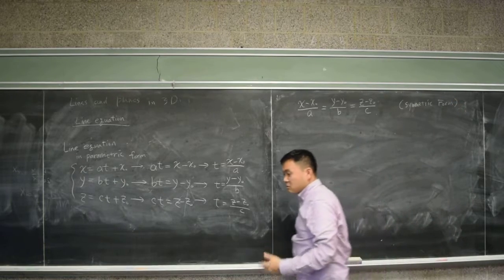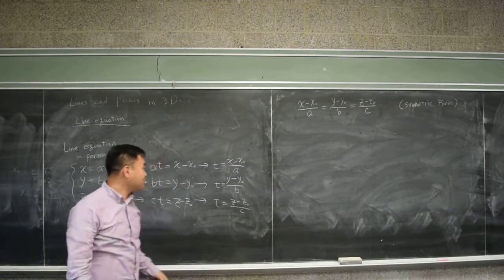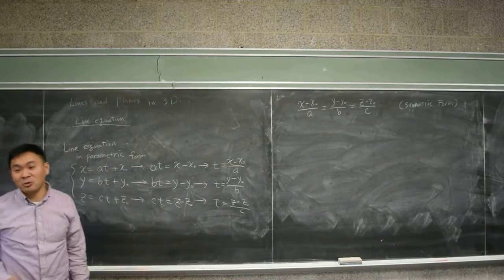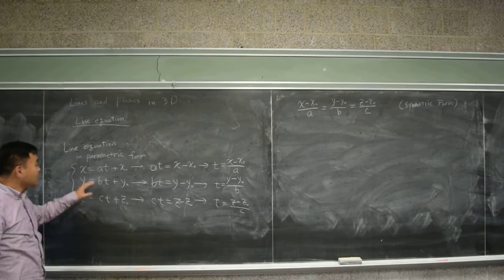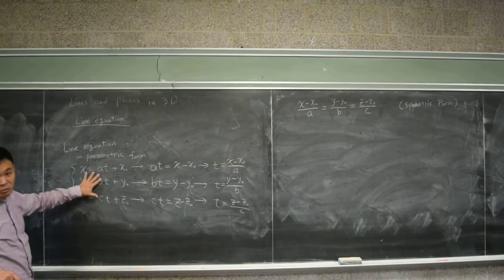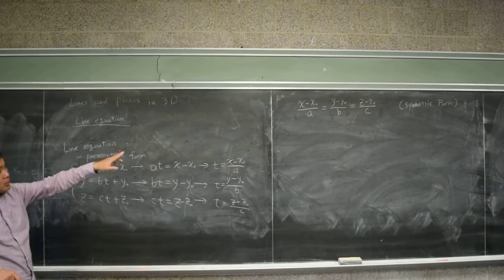Okay, why is it called symmetric form? Well, obviously, it's more symmetric than trying to plug this into the other ones, right? So that's why it's called symmetric form. Okay? So there are two types of line equations people use in 3D. One is the parametric form. Another one is symmetric form.